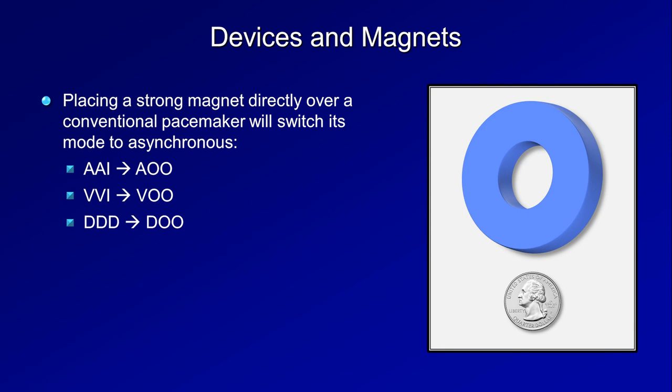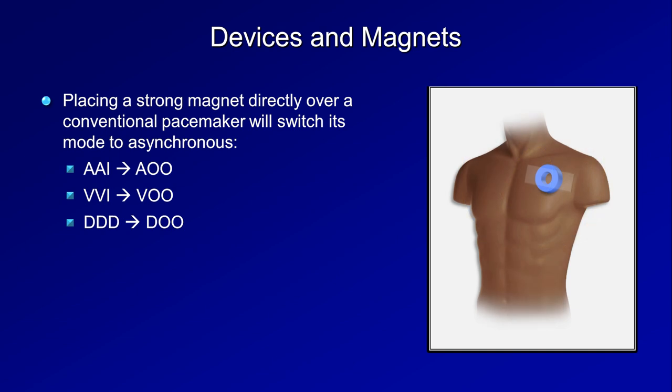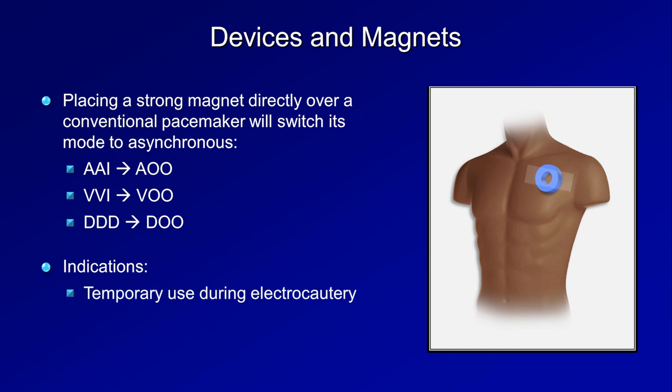Depending on the situation, you may even see a patient with a magnet taped to their chest wall, since as soon as the external magnetic field is removed, the device will revert to its previous mode. Indications for placing a magnet over the chest include very brief use during electrocautery and for the termination of pacemaker-mediated tachycardia.